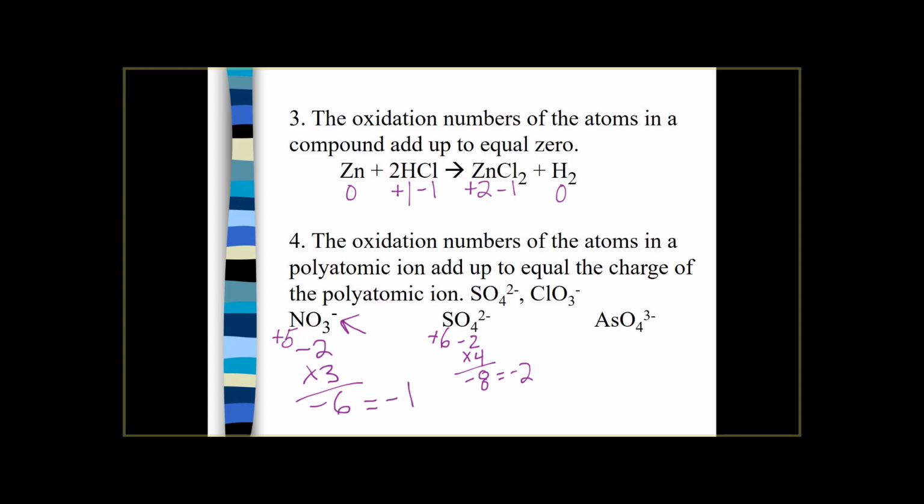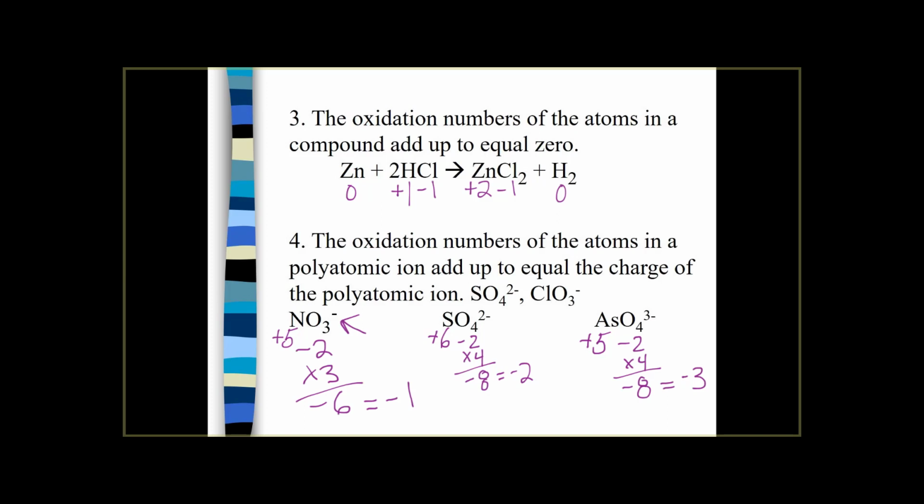And this arsenate ion, again, oxygen's a -2. And altogether it has to equal a -3, so that arsenic atom has to be a +5. So again, the polyatomic ions, they add up to equal that charge on that polyatomic ion.